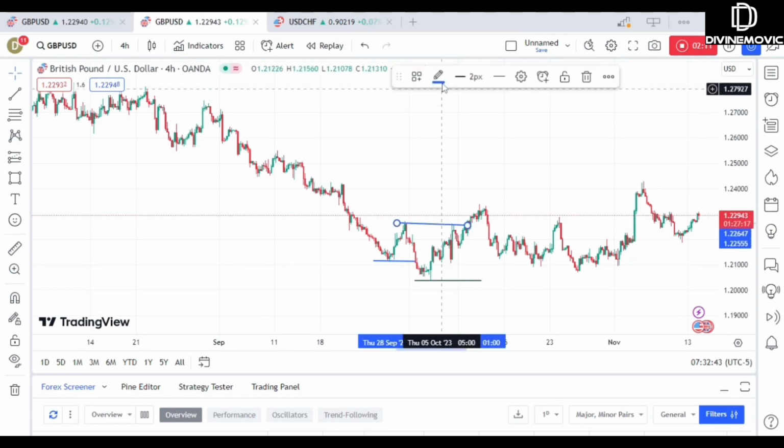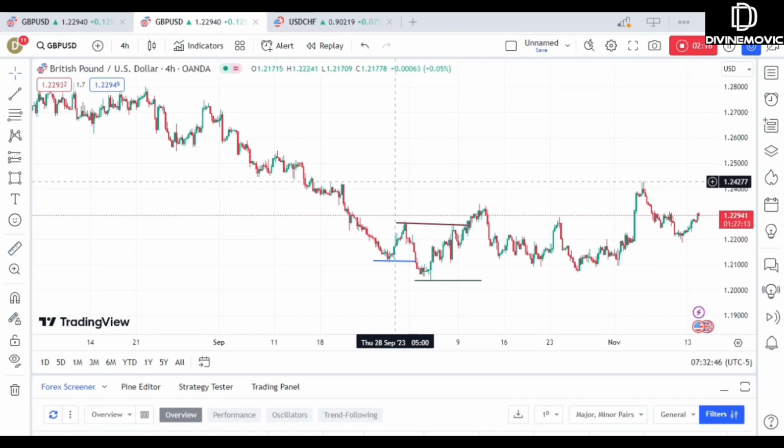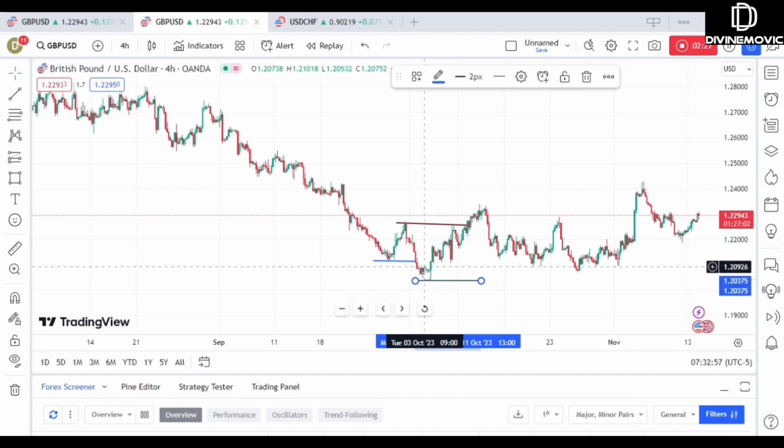Let me change that change of character to another color. Now what you can see is that this brown line here is now our change of character, and this swing low here that gave us this change of character becomes our point of interest. So we are interested in this place, which now becomes our point of interest.